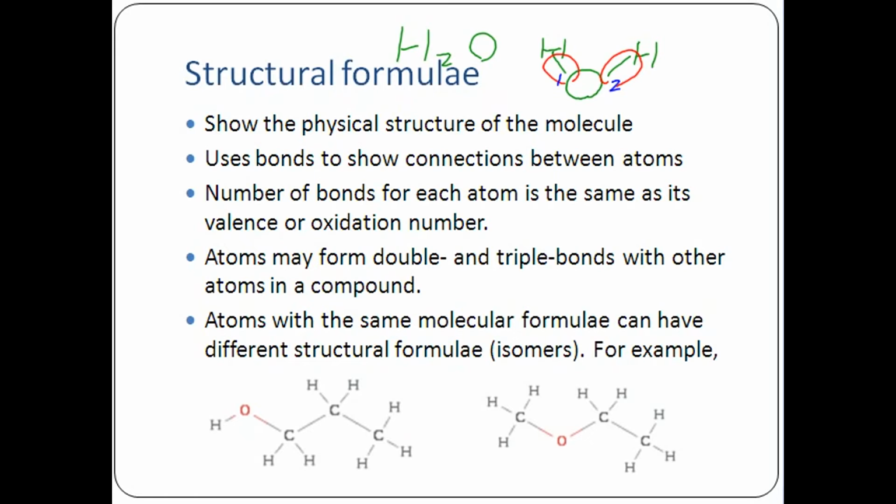The hydrogen has a valence of plus or -1. It has to be +1 in this case. And so it's going to make 1 bond. So this hydrogen makes 1, this hydrogen makes 1. And as a result, that works out. The number of bonds for each atom is the same as its valence or oxidation number.